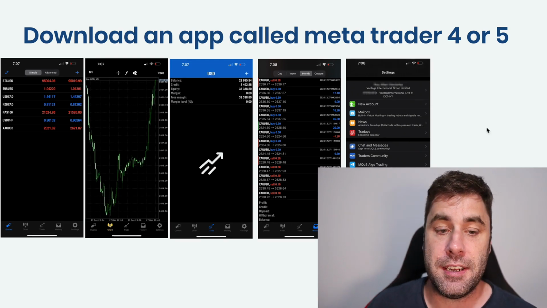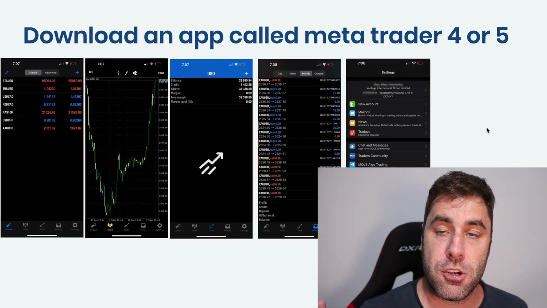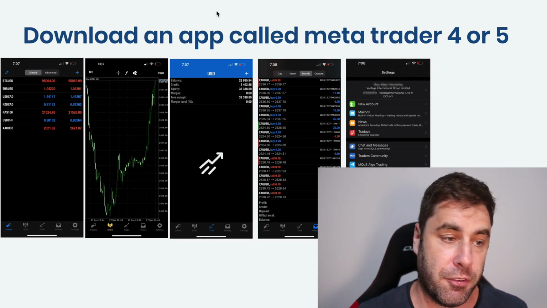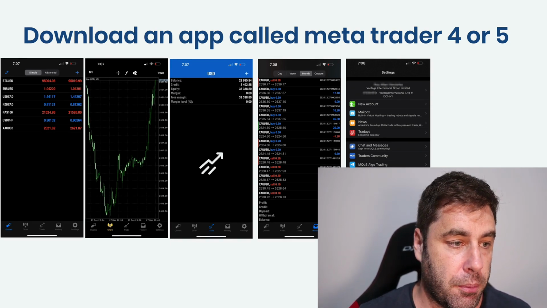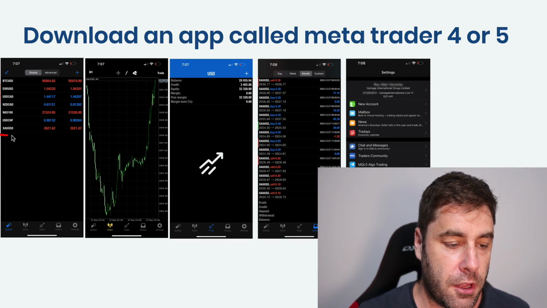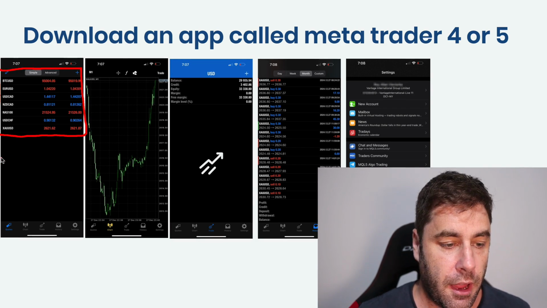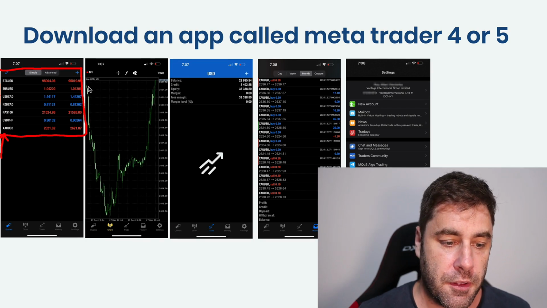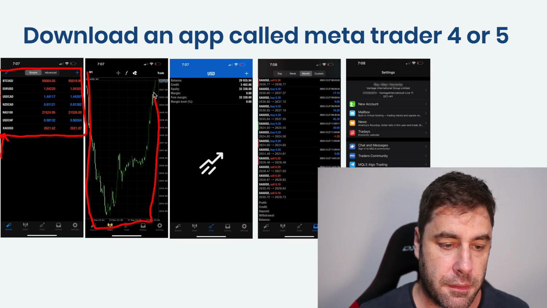The next step is you need to download an app called Meta Trader 4 or 5. I use 4, or you can use 5 if you like, but 4 is pretty good. And very simple. There's a few things you need to understand here. On Meta Trader, you're going to have your currencies, commodities, etc. that you can trade, and we're going to be trading XAU USD. There's a chart you can watch if you like on the price, and it'll have all of your signals, like when you do buy orders and all that stuff.